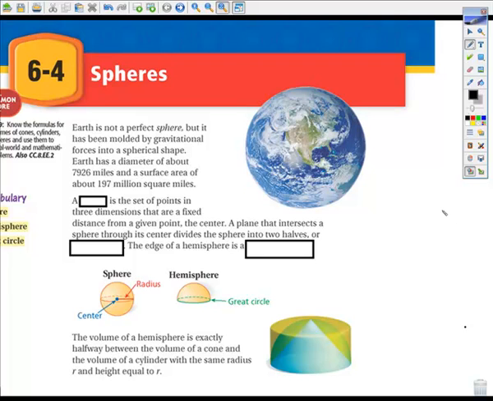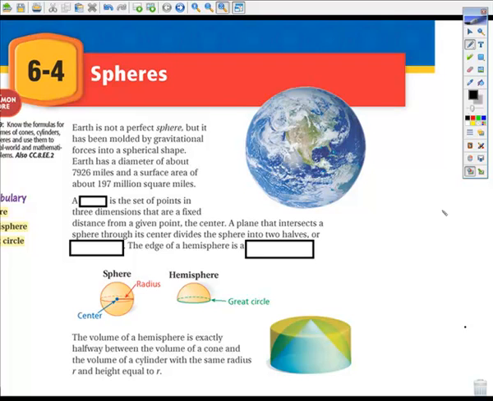Lesson 6.4 is finding the volume of a sphere. The Earth is not a perfect sphere, but it has been molded by gravitational forces into a sort of spherical shape. Earth has a diameter of about 7,926 miles and a surface area of about 197 million square miles.